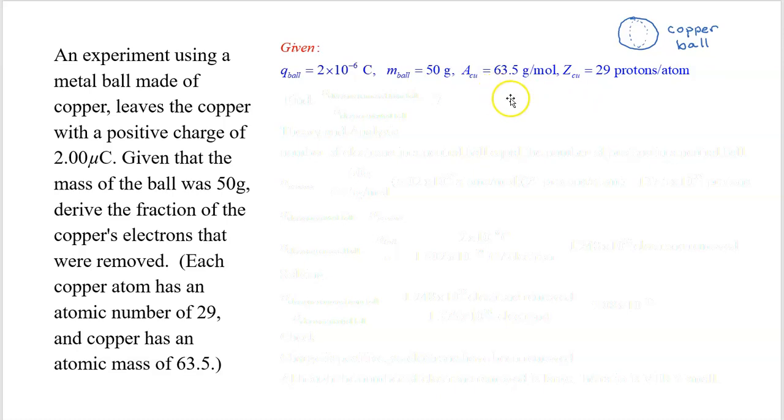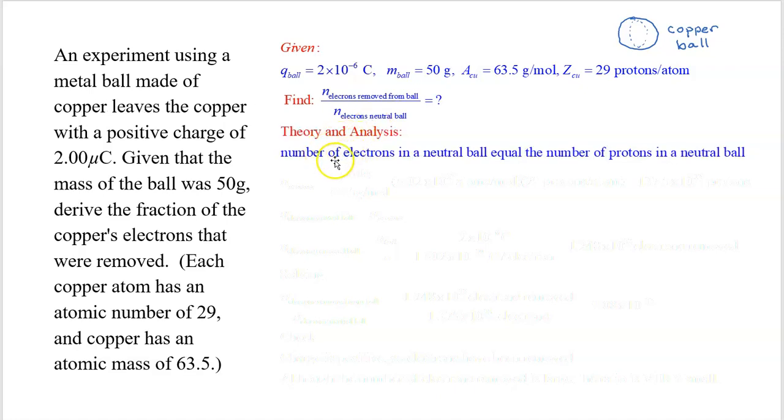So here's our given information, but we've also worked out what it was that we wanted to find, and we've worked through the first 2 steps. We really did that just by analyzing what was being said. But now we've got to do some theory. How do we find the number of electrons removed from the ball? How do we find the electrons in a neutral ball? When we're doing our theory analysis, we have to understand that the number of electrons in the neutral ball is equal to the number of protons in the neutral ball. So that's our theory, right?